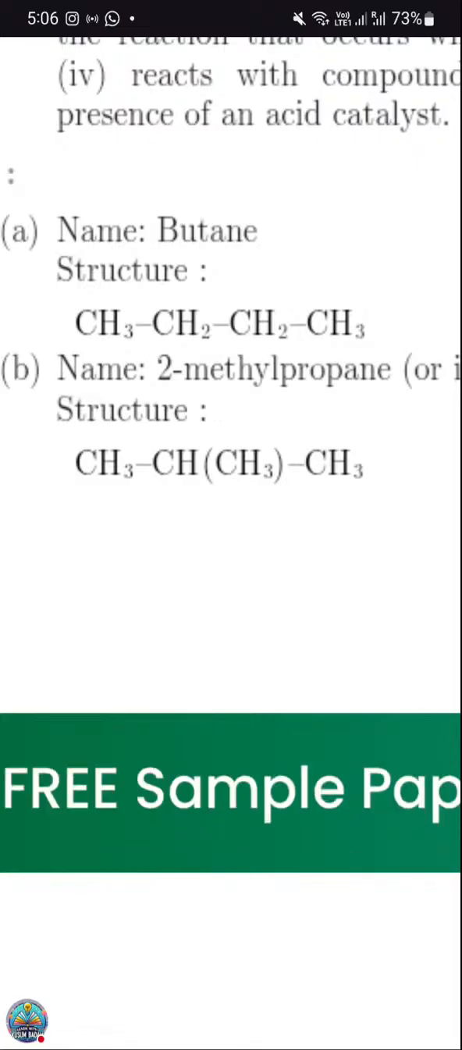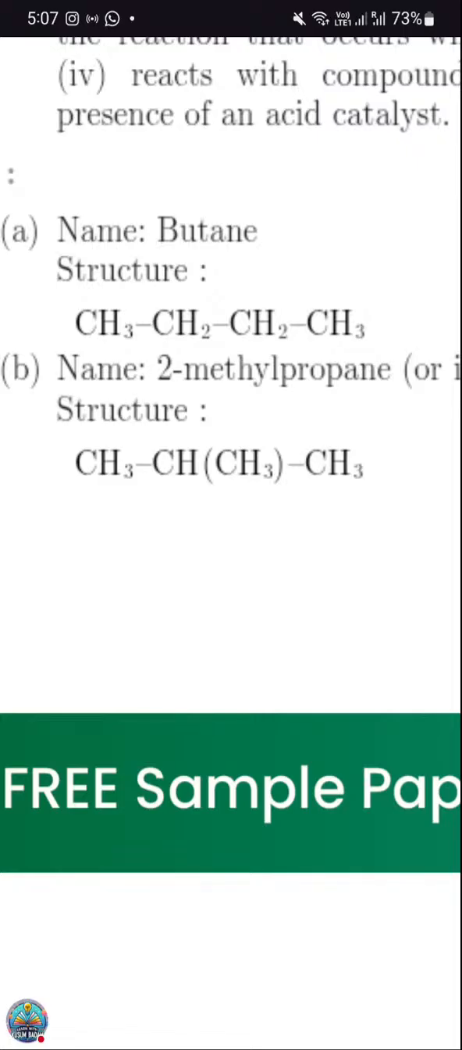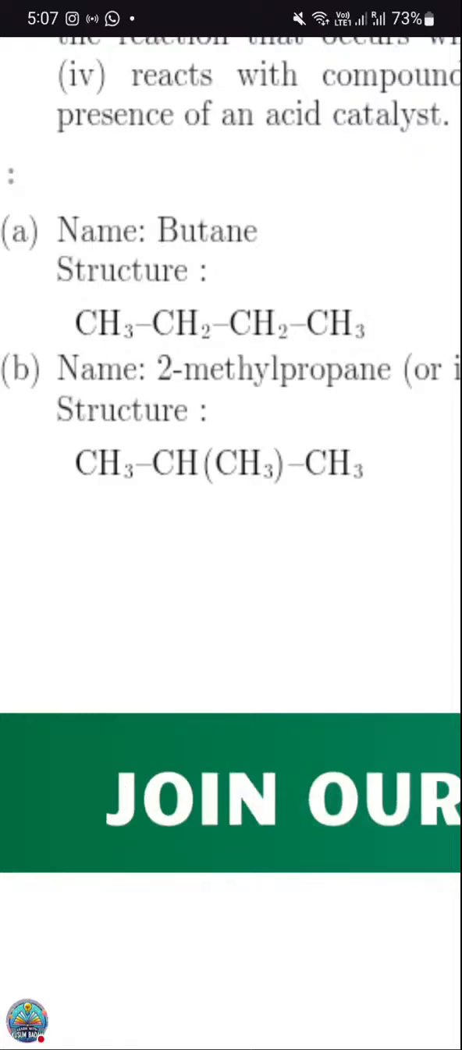We can attach a bond to the carbon and write CH3 there, downward. So CH3, CH, CH3, CH3. How to write the IUPAC name for this? At the second carbon, a methyl group is attached. So we'll write it as 2-methyl, meaning we are adding a methyl group at the second carbon.